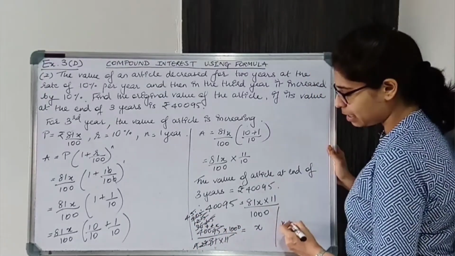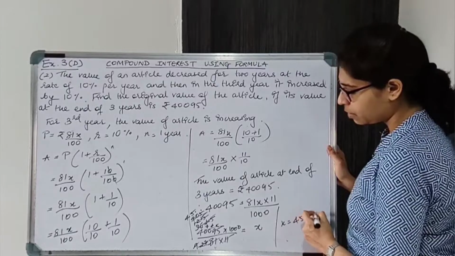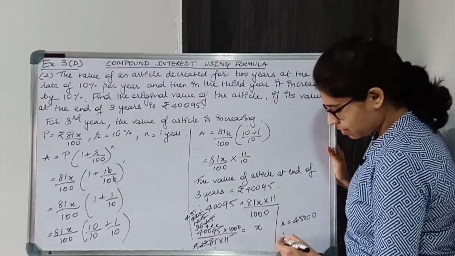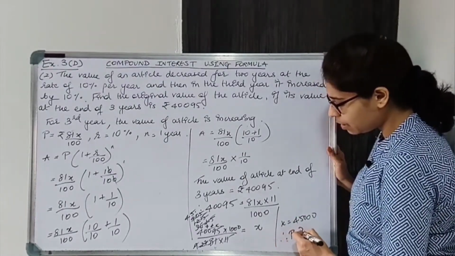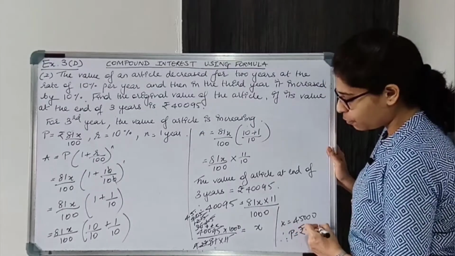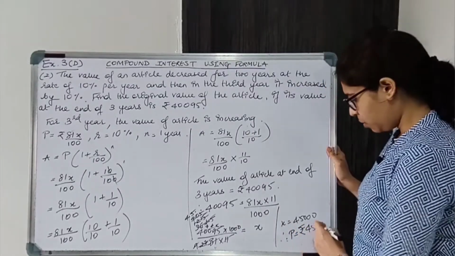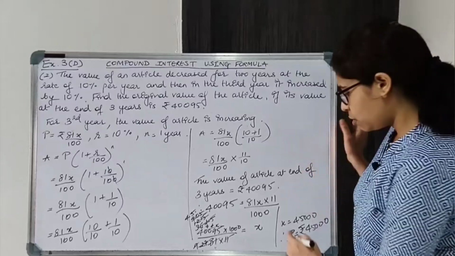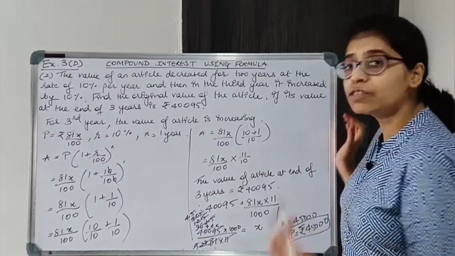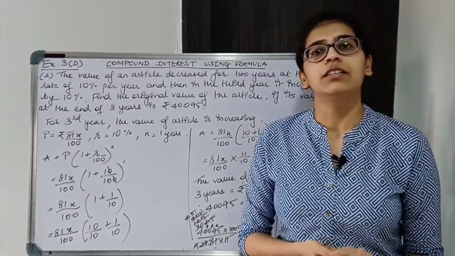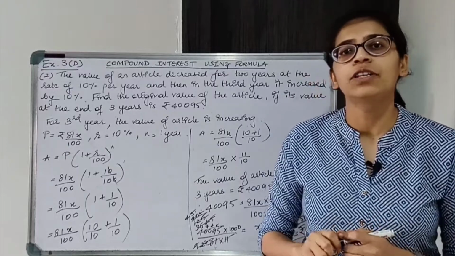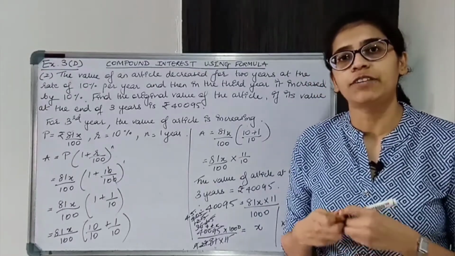So x is equal to 45,000. That is, the principal is rupees 45,000. So just box the answer, write down the final statement after this. The original value of the article is rupees 45,000.